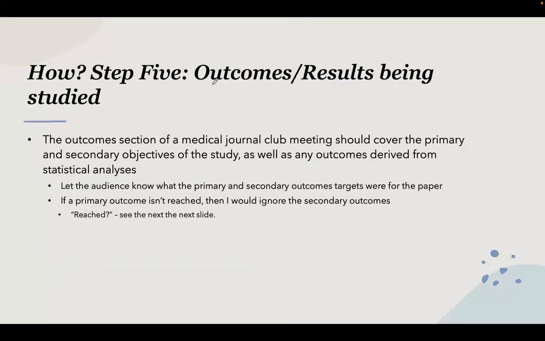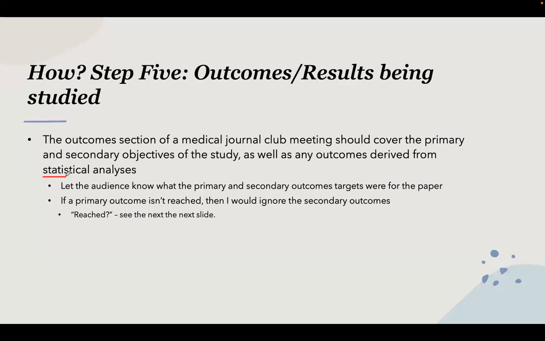So step 5, outcomes, results being studied. So the outcome section, what is that? That should cover your primary and secondary objectives or outcomes of the study, as well as any outcomes derived from statistical analysis. Now, be very careful when you see post hoc analysis. Subgroup analysis is good, but when you do post hoc, that tells me they went in after the fact and they dug through some stuff and created a situation where, hey, this is beneficial. Well, you should have defined your study the same way as your post hoc analysis.